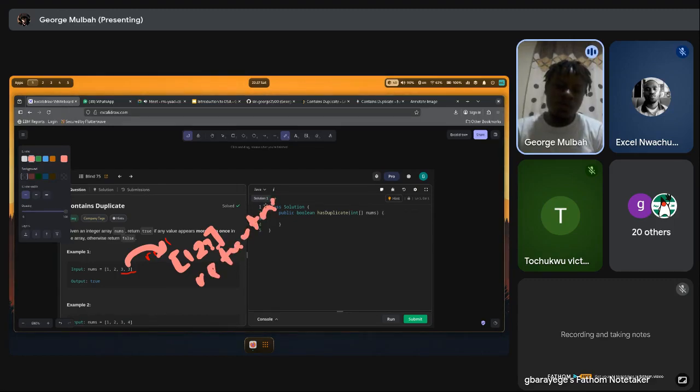If the set contains 3, what happened to my pen? So we'll return true here. What happened to opacity? So the pen is messing up, but you kind of get the idea.